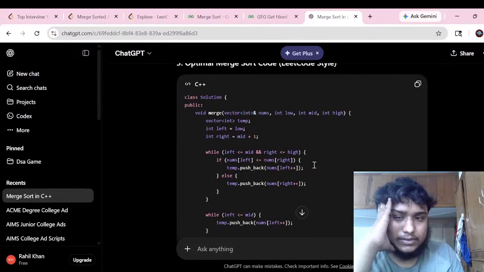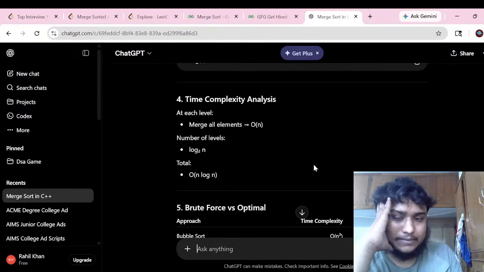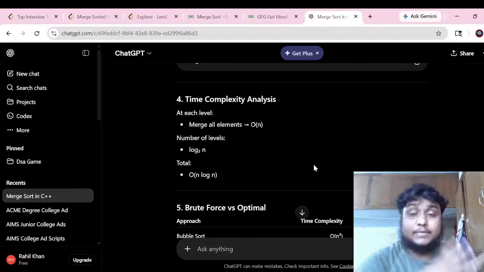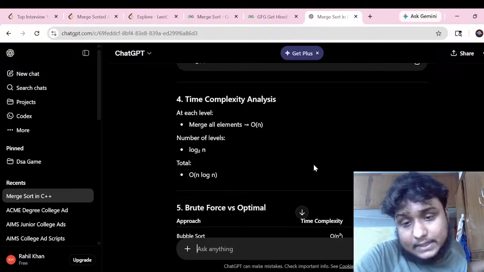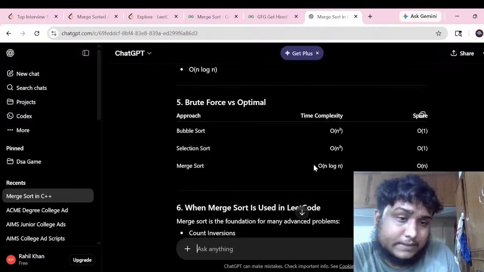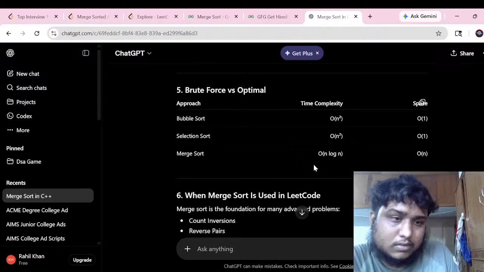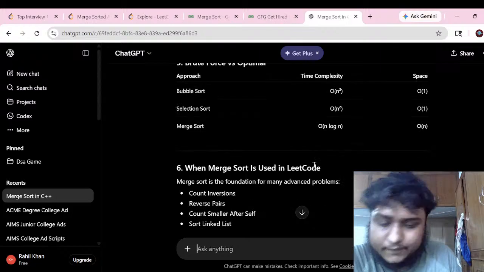बेसिक आइडिया तो ये है. थर्ड ये वाला है. इसकी टाइम कॉम्प्लेक्सिटी एनालिसिस करने के बाद एट ईच लेवल मर्ज ऑल एलिमेंट्स बिग ऑफ एन, नंबर ऑफ लेवल्स लॉग टू एन, टोटल बिग ऑफ एन लॉग एन. ब्रूट फोर्स में टाइम कॉम्प्लेक्सिटी क्या है? बिग ऑफ एन स्क्वायर बबल सॉर्ट के लिए लगता है. स्पेस कॉम्प्लेक्सिटी बिग ऑफ वन. सिलेक्शन सॉर्ट में बिग ऑफ एन स्क्वायर.